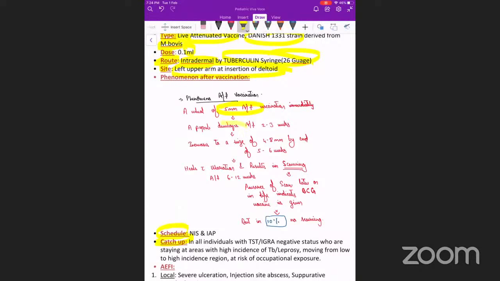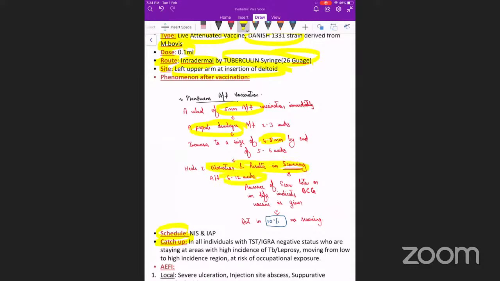Many times, parents will be apprehensive and come to the OPD telling us there is something like an infection or a boil on the left upper arm of the child. Most of the time it is counseling, telling them it is the BCG vaccine, which tells us that the vaccine we have given is acting well, and the parents will be happy. Next, the same papule increases to a size of 4 to 8 mm by the end of 5 to 6 weeks. And then this papule breaks up and heals with ulceration and results in scarring.